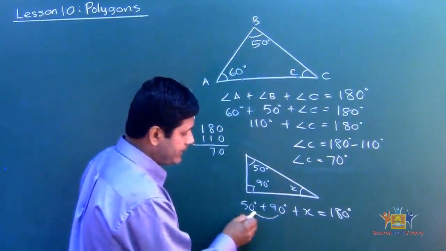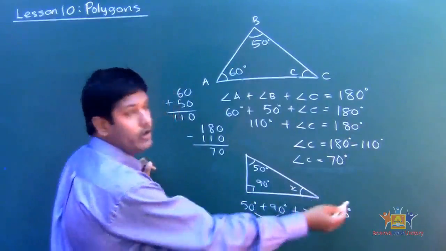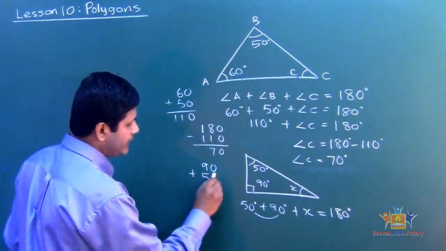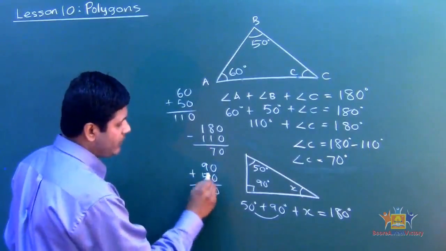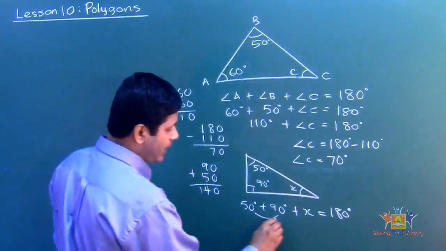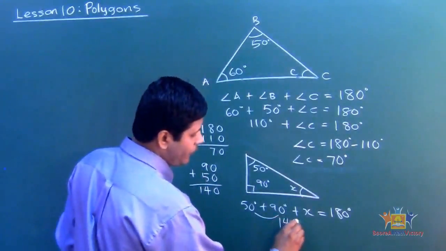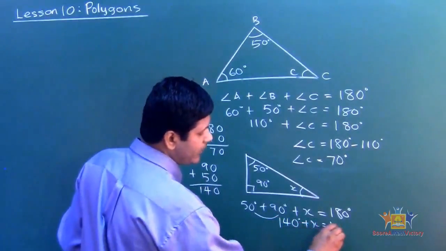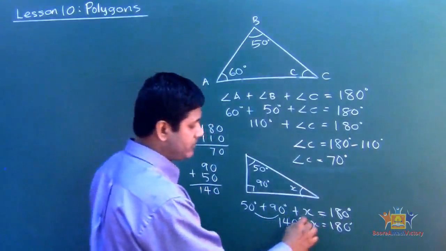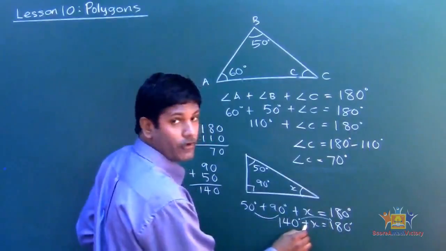Let me combine these two before I move it across the bridge. 90 plus 50: 0 plus 0 is 0, 9 plus 5 is 14, so that gives me 140. 140 degrees plus X equals 180 degrees. Now I bring the 140 across the bridge. What is 140 doing to X?